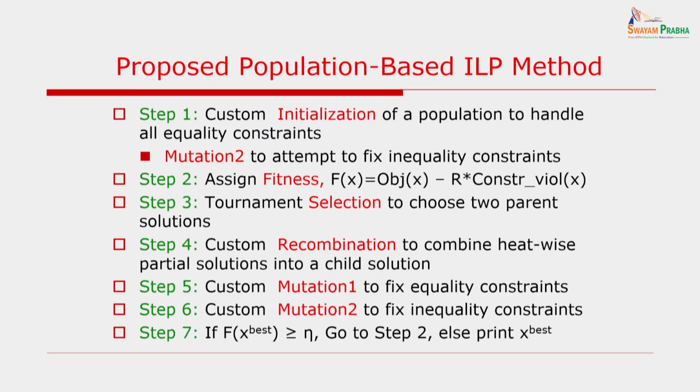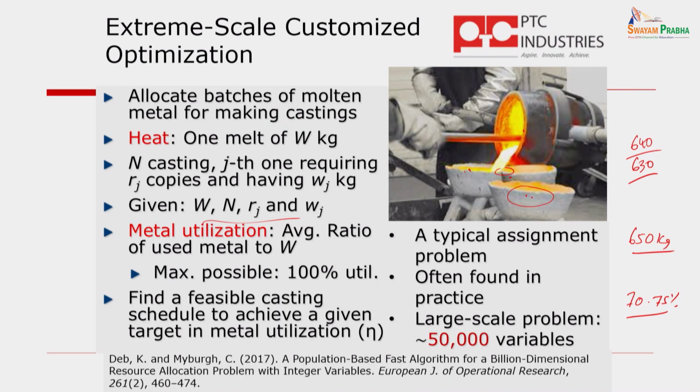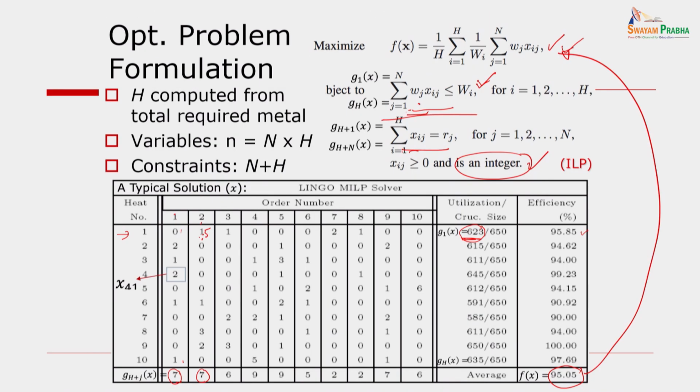So we thought of creating a population-based integer linear program. It's a very simple code. We customize everything, including our initialization. Look at one of these constraints. It is a sum of a few numbers. Let me take an example. Let's forget the two-dimensional case. Let me say this is equal to 5. One of the constraints is like that, right?